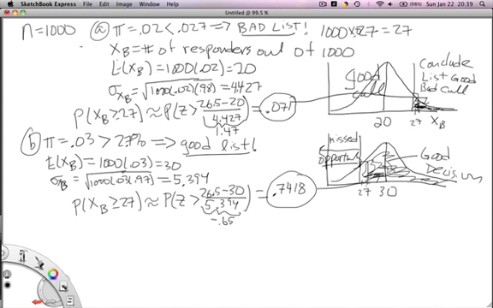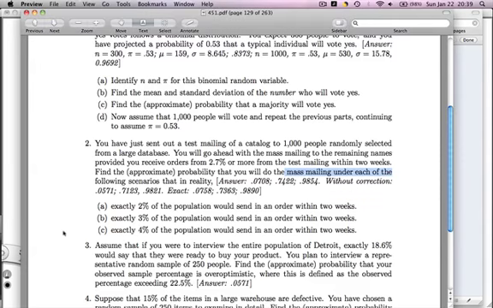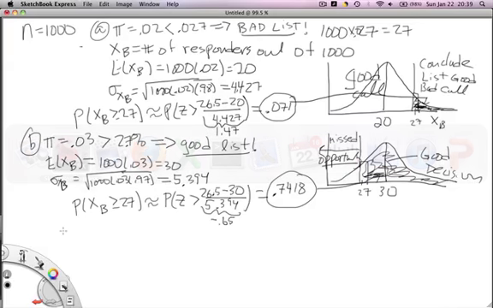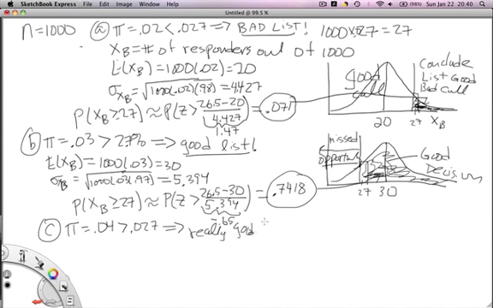Again, if we want to decrease the chance of making the wrong decision, we should increase the sample size, but that also increases the cost of the test. Let's look at the last part. So the last part is now we have a really good list. The response rate is exactly 4%. So what's the chance that we come to the right conclusion? So in part C, pi is equal to 0.04, which is way bigger than 0.027, which tells us this is a really good list.